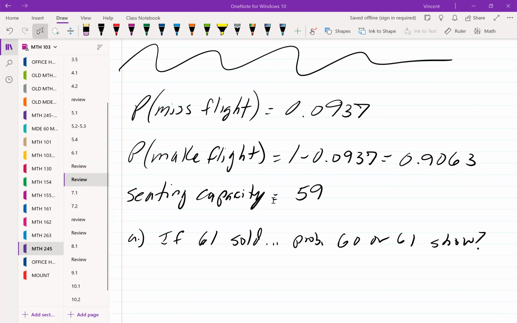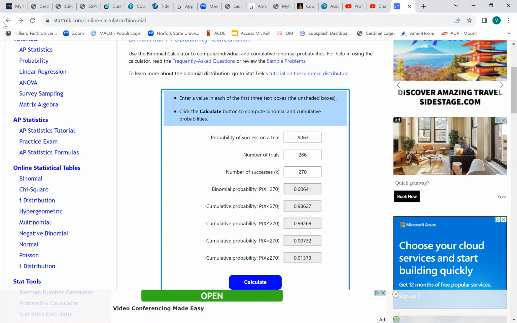All right. So in A, let me go back to the problem real quick. Before you get to A, it says that the seating capacity is 59. So it says if 61 tickets are sold, what's the probability that 60 to 61 passengers show up for the flight, resulting in an overbooked flight? So we're going to use an app. I'll go to the website to calculate this.